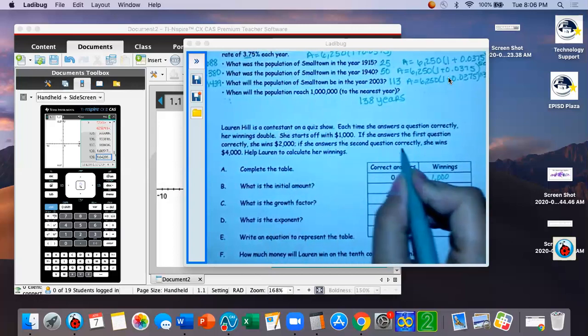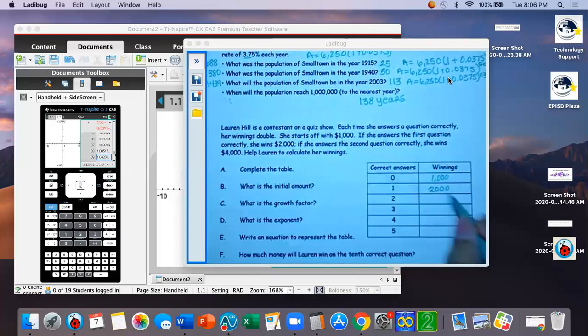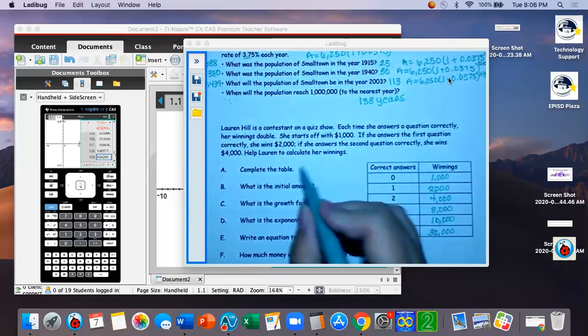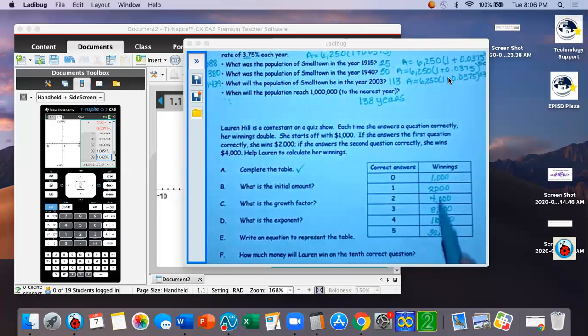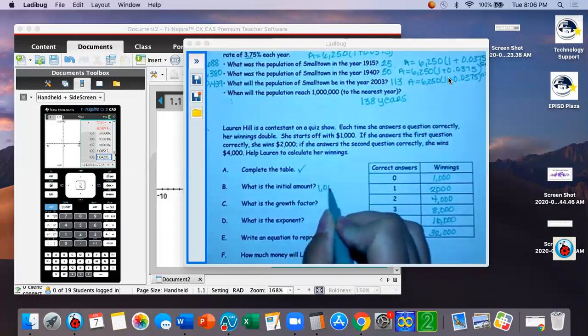If she answers the second question correctly, she wins $4,000. Okay, so the third question would be $8,000. The fourth question would be $16,000, and the fifth question would be $32,000. So you completed the table. And so what is the initial amount? It is 1,000.